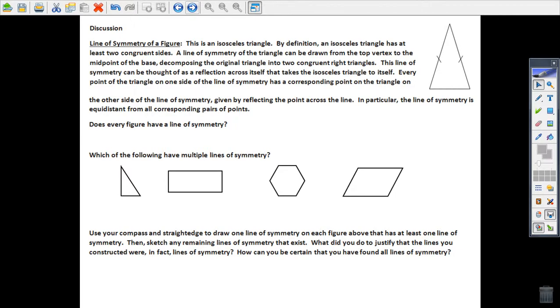So what we're going to talk about now is that there are three different kinds of symmetry to figures. And you already know some of these. You're going to get a chance to come up and show me the kinds of symmetries that you can identify.